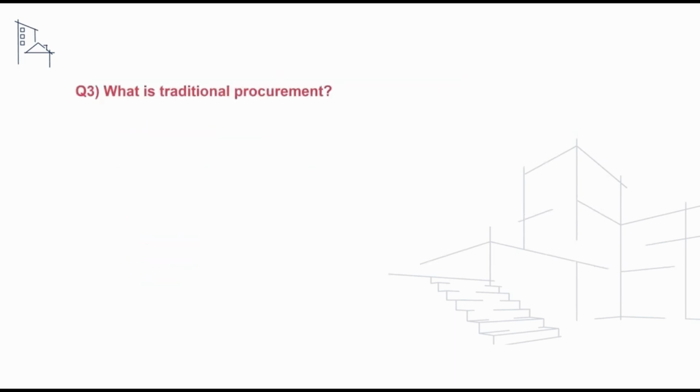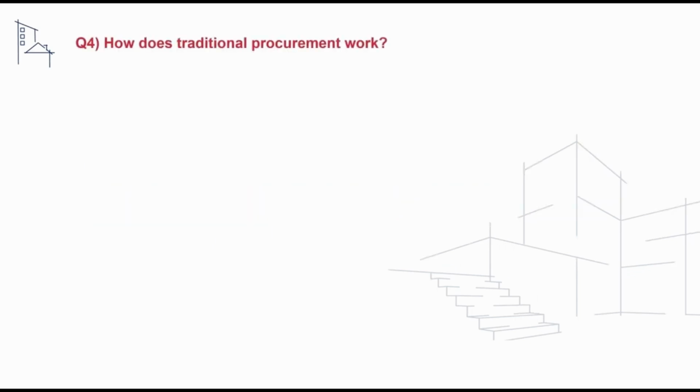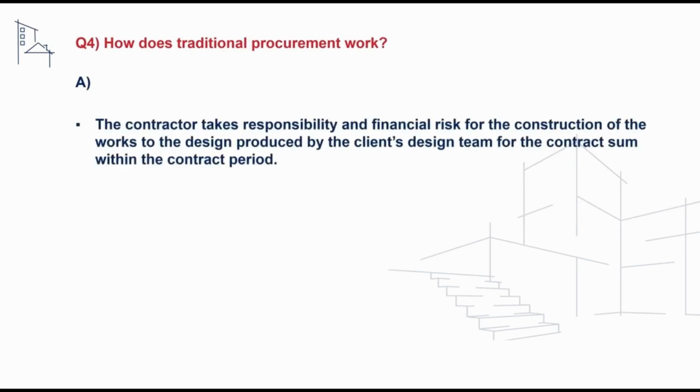We may receive the following question asking, what is traditional procurement? And to address this, we could say that the design is completed by the client's design team before competitive tenders are invited and a main contractor is employed to build what the designers have specified. A more in-depth question we may receive on this area is, how does traditional procurement work? And to address this, we could say that the contractor takes responsibility and financial risk for the construction of the works to the design produced by the client's design team for the contract sum within the contract period.